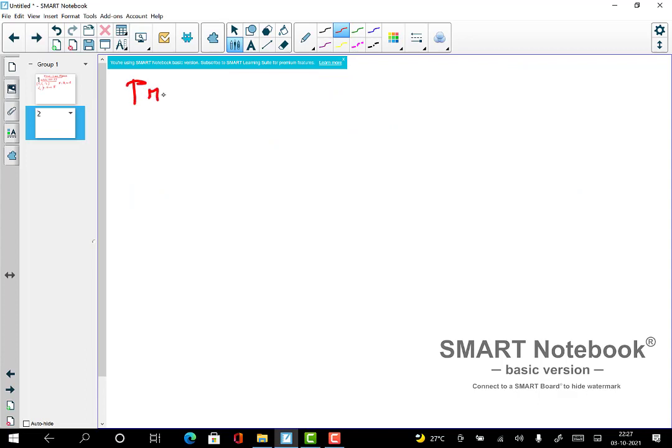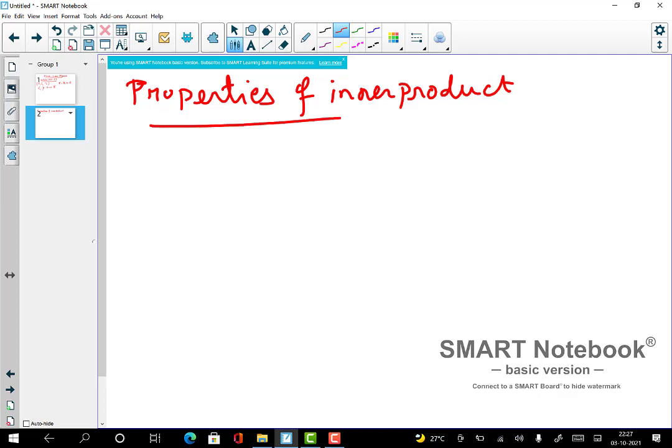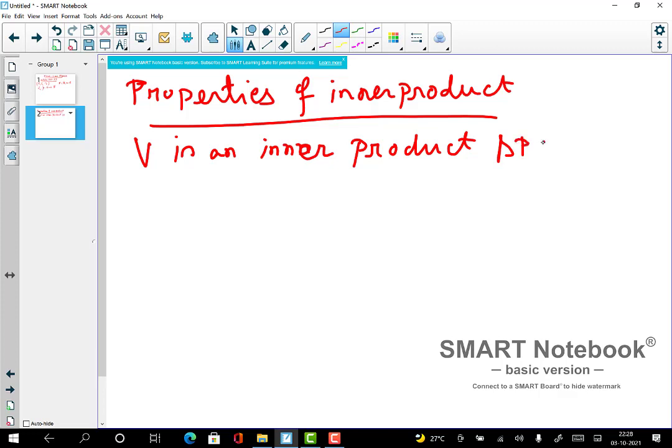Now today we will start with some of the properties of this inner product. I'm assuming that V is an inner product space over the field F, which is either real or complex numbers.